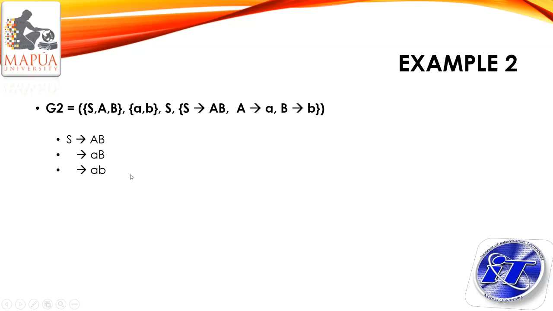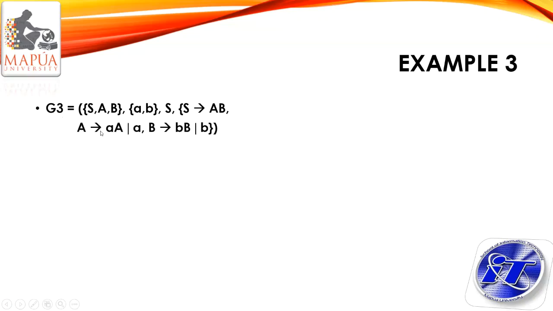Since all of the symbols in the string are terminals, this is an acceptable string. By the way, the language defined by G2 contains the string ab. Now let's move on with example 3.